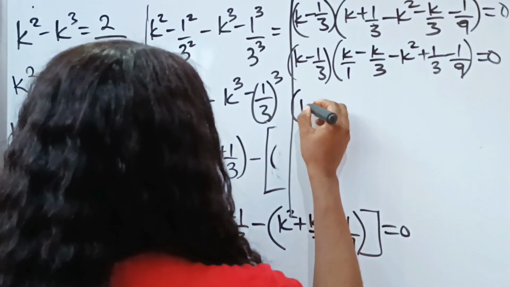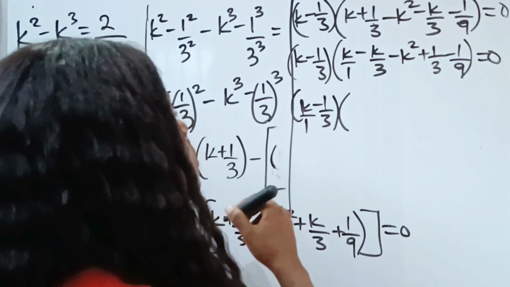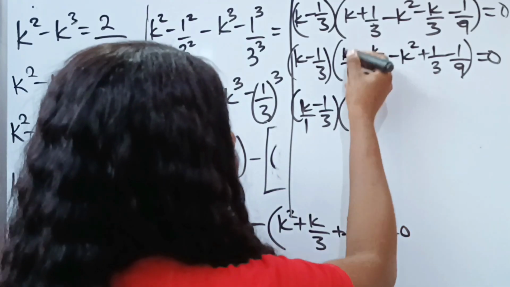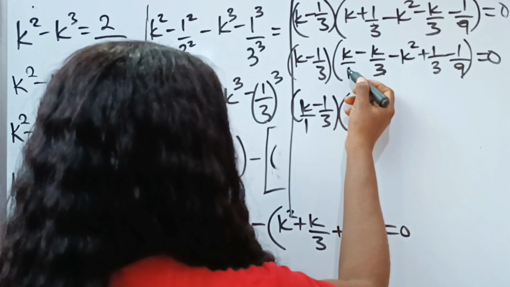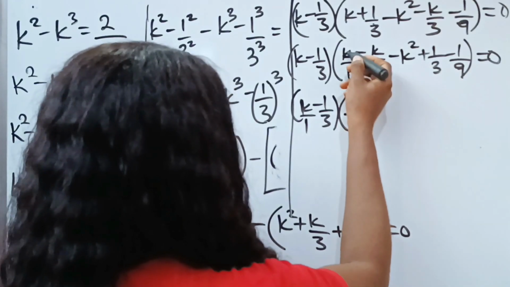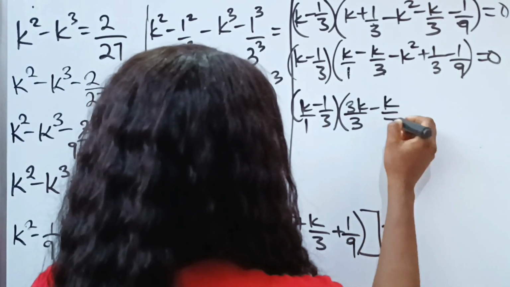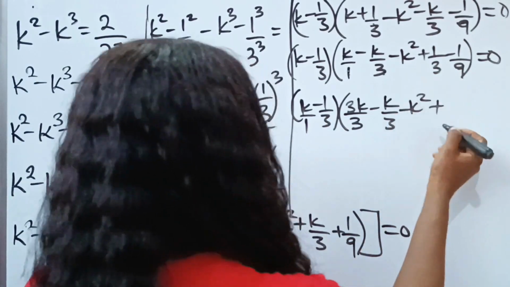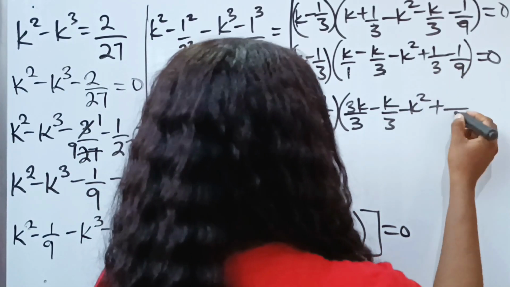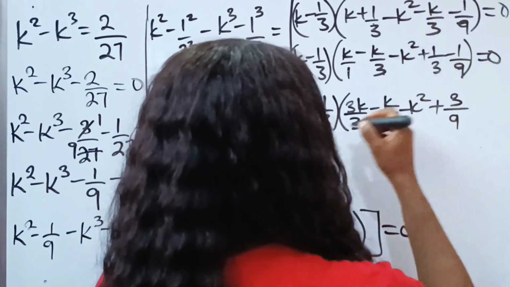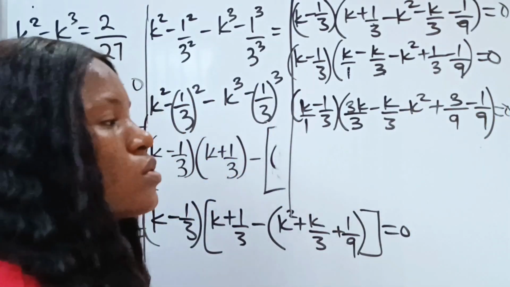So we have k minus 1 over 3, multiplied by k over 1... Now for me to solve this, this has to have the same denominator as this, right? So I have to multiply this by 3. So 1 times 3, that means I'll multiply the numerator by 3 again to give me 3k, right? Minus k over 3 minus k squared plus... same thing here. To make this 9, I will multiply it by 3. So 3 times 3 will give us 9. 1 times 3 will give us 3, minus 1 over 9. All right. Now everything is equal to 0.